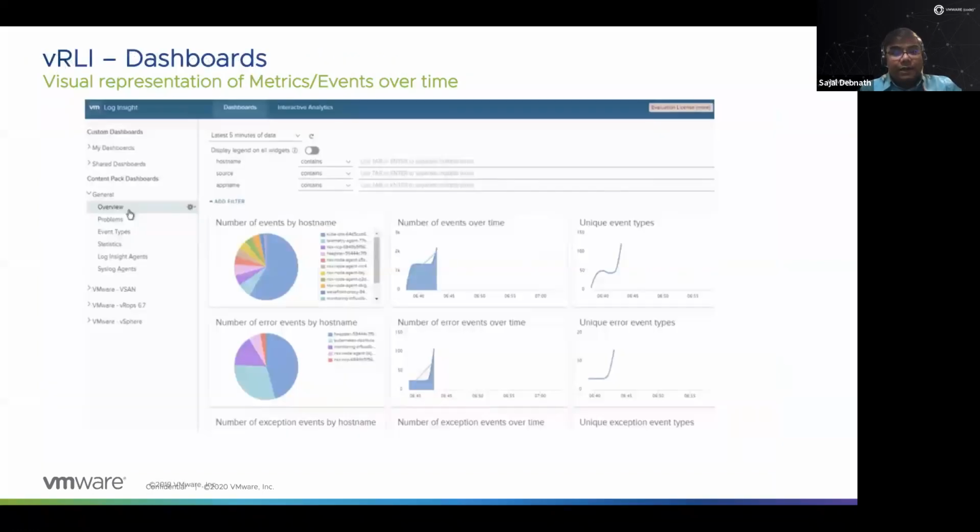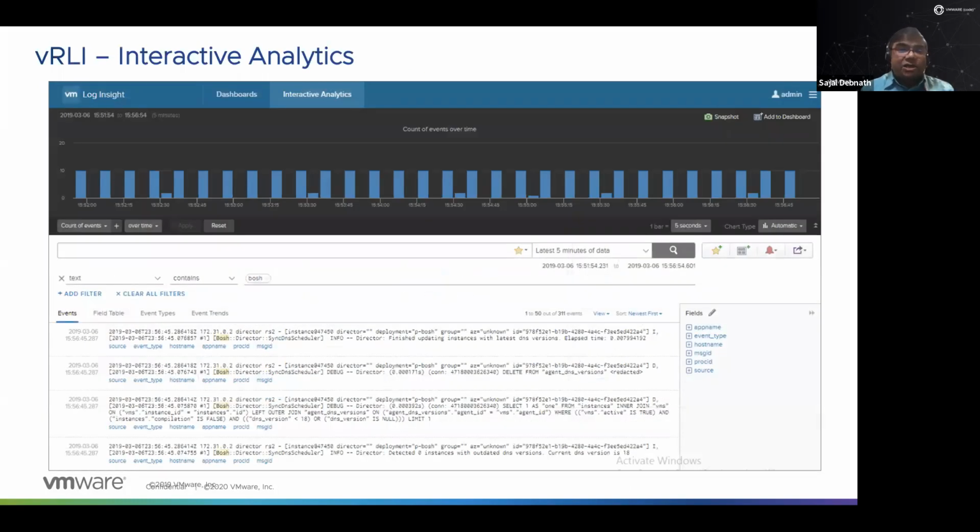And then ultimately vRLI, where you can make your own queries to find out if there are any issues in the environment, what the metrics and events are over time. If you want to dig deep, you can just do analytics of your own when it comes to logs. That's the advantage of vRLI. So apart from the out-of-the-box dashboards and the configured dashboards, you have interactive analytics where you can make any query that you want, on any component, and it will churn the data and give it to you. That's where vRLI adds value to the environment.